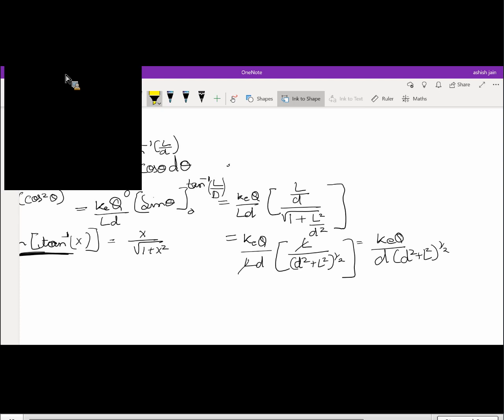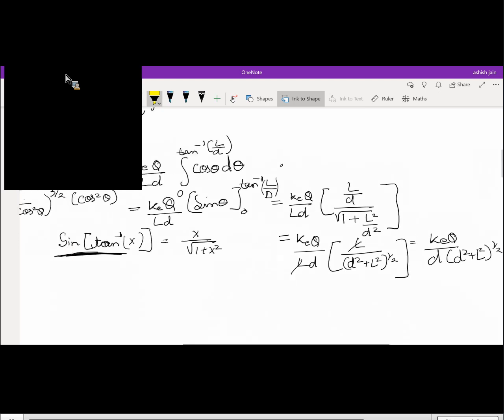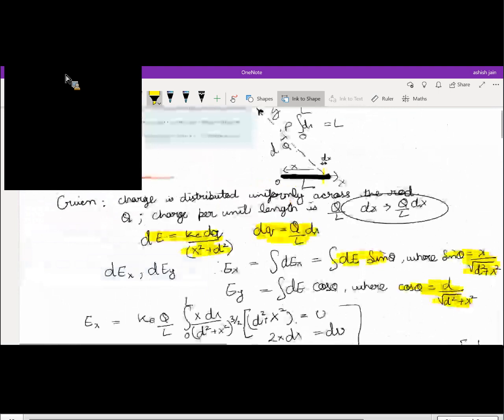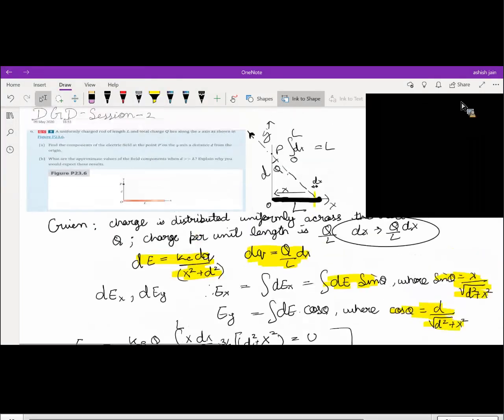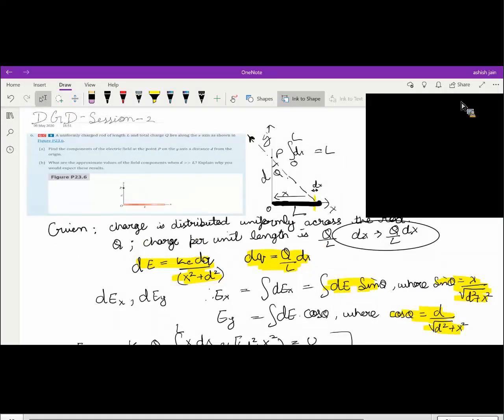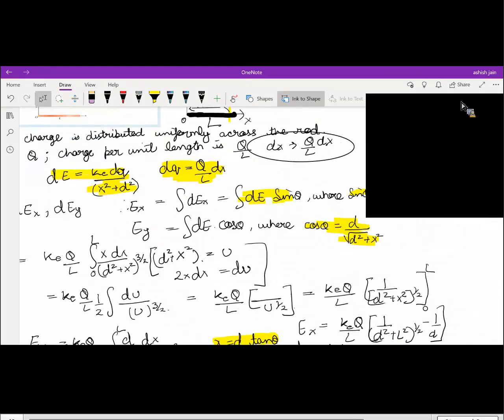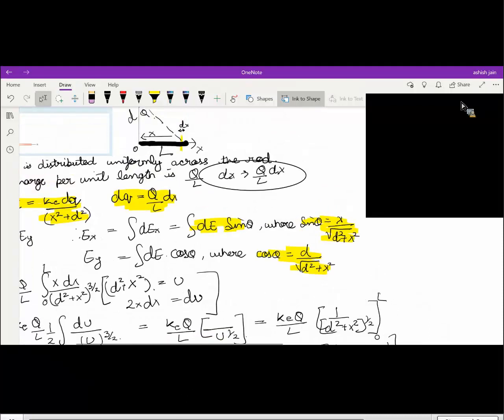What wording of this question told you to use these integrals? Whoa, you were not present here? Okay. Here, this says find the component of electric field at the point P. So electric field at point P has two components, Ex and Ey. I'm just solving Ex and Ey due to the finite element dx, and I'm integrating dx over the whole length L. Does that make sense?